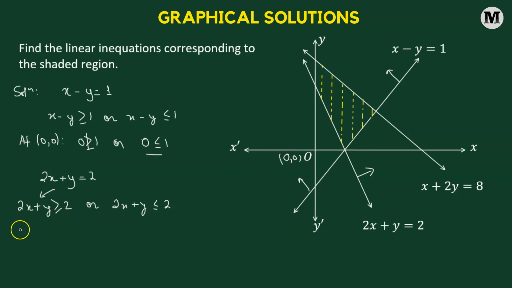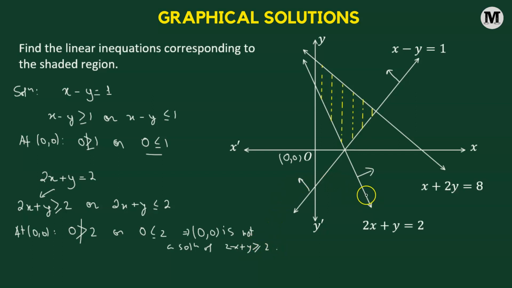So at 0, 0, the first inequality gives us 2 times 0 plus 0, that's simply 0. 0 is greater than 2. Or we have 2 times 0 plus 0, that's 0, less than or equal to 2. So here we're getting the case where 0 does not equal 2. This simply tells us that the point 0, 0 is not a solution of 2x plus y greater than or equal to 2. And this is the only possibility because our inequality should not include 0, 0. It's lying below the line 2x plus y equals 2. Fine. Let's go to the third equation.